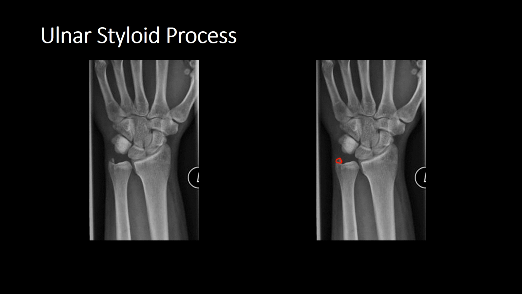Occasionally, you may get an isolated fracture of the ulnar styloid process. The triangular fibrocartilage complex exists in this space here, and occasionally an injury to it can result in the avulsion of the ulnar styloid process. The rule of thumb, though, is that an ulnar styloid process injury usually occurs with another injury. So if you see an ulnar styloid process fracture, make sure that you check every bone carefully, that you haven't missed another injury.